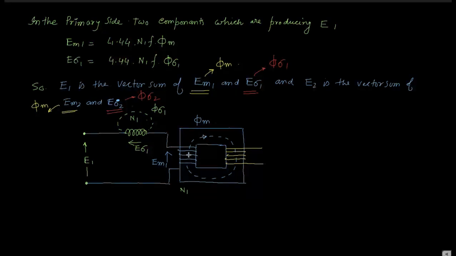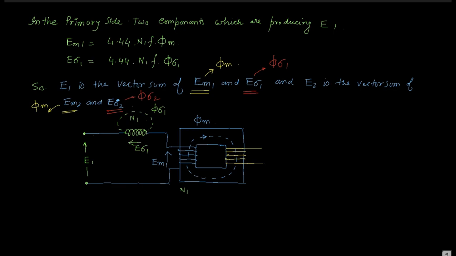उसको हम क्या कर रहे हैं, वो हम we are detaching that part from the transformer core, and in the same number of turn we draw in the air. That is, we can say that this part is a lossy part that is not associated in the core. So this is the phi sigma 1.